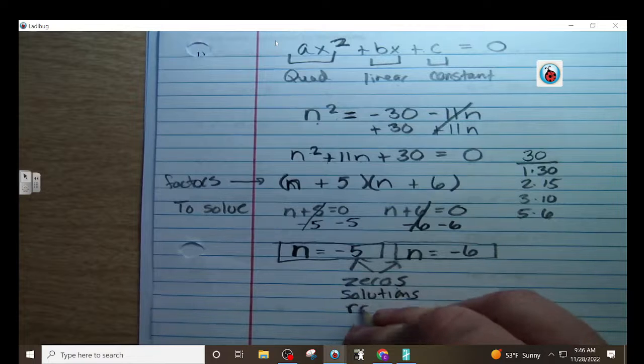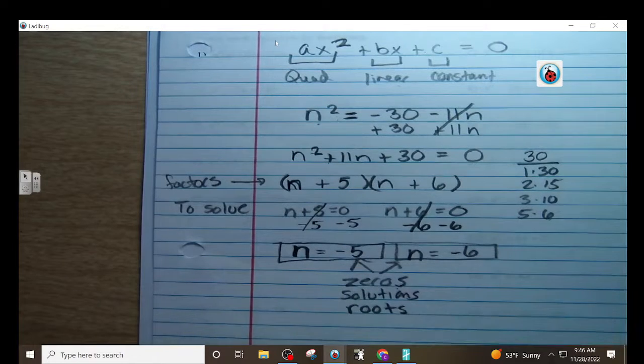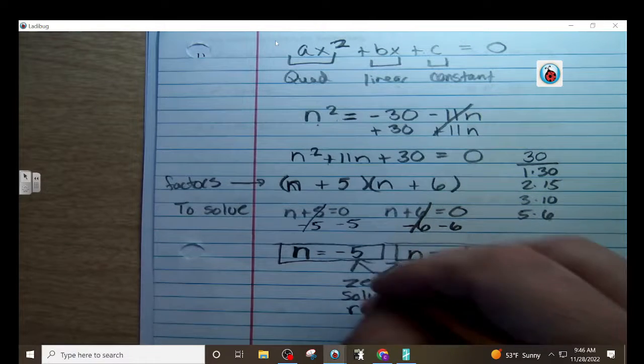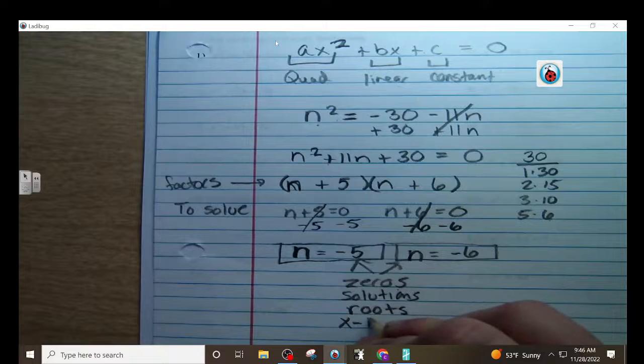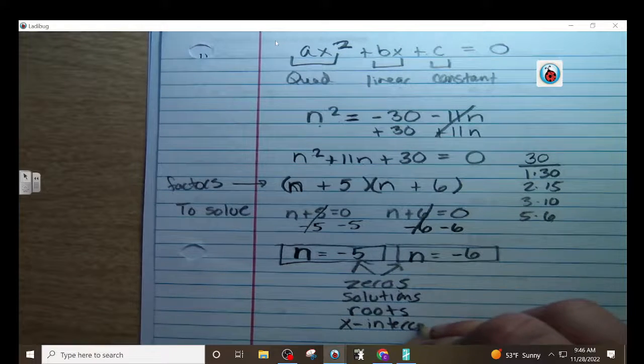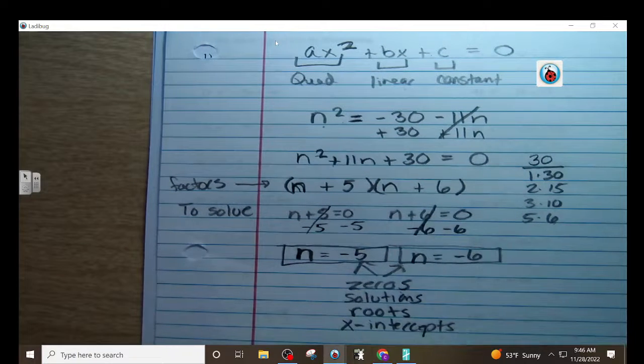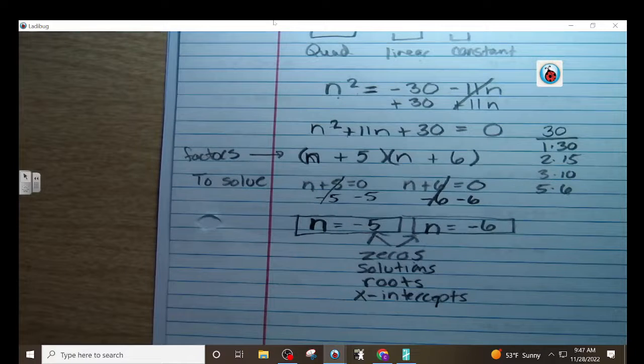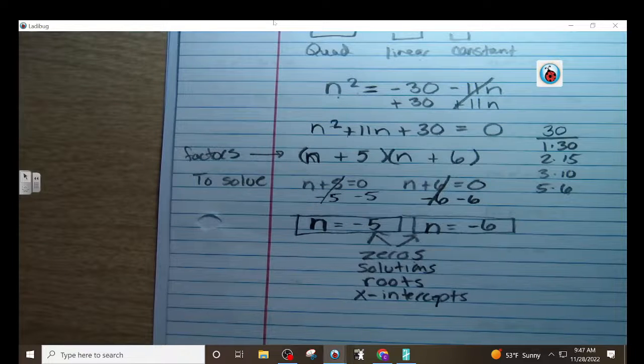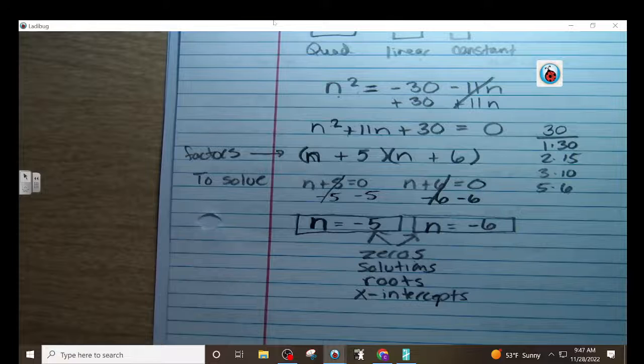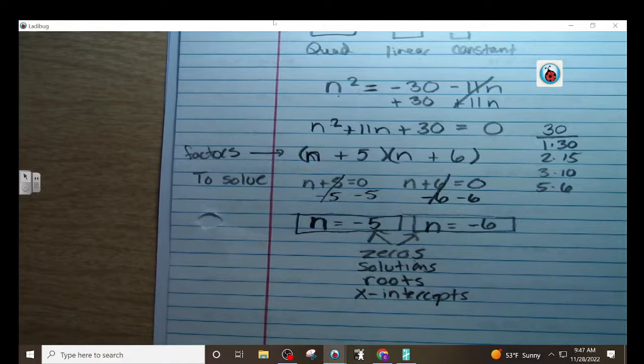A lot of times, guys, they want to call them roots. Okay, they'll call them roots of your function, because these are your x-intercepts. That's what those are. X-intercepts. Guys, those are about the only things that I've seen that they call them.